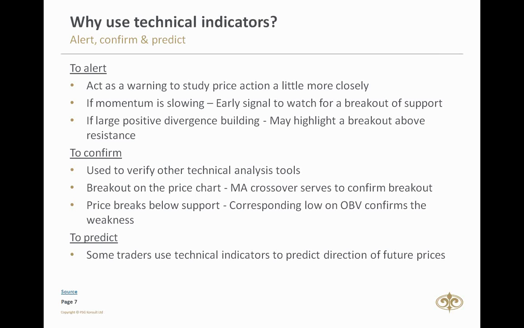Okay. It also helps you to confirm by using various indicators. For example, moving average crossovers help us confirm a breakout also. And we'll talk more specifically today: when the price breaks below a certain support level, you want to use a corresponding low on the on-balance volume indicator to confirm that weakness. And we'll talk about it more in the next slides.